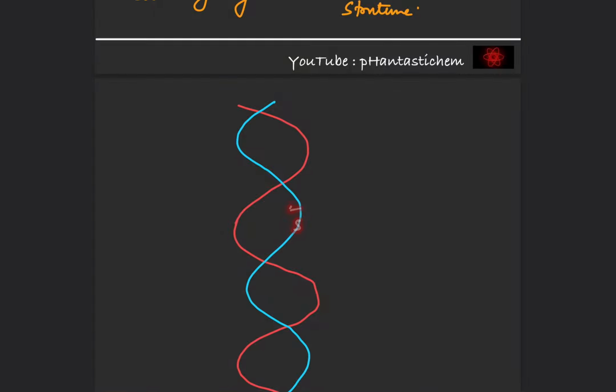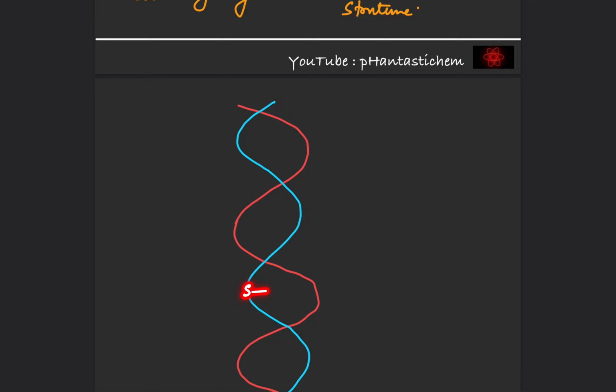So we'll have sugar and base connected to it, and base units of each strand are pointed into the interior of the helix. So for example, if sugar is here, the base is towards the interior of the helix. It is not like this. It will not be exterior to the helix. This is incorrect. The bases are always towards the interior of the helix in both these strands.